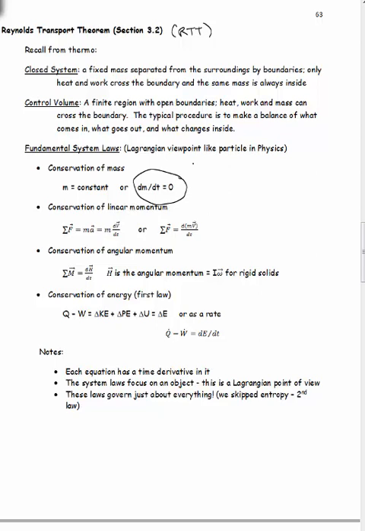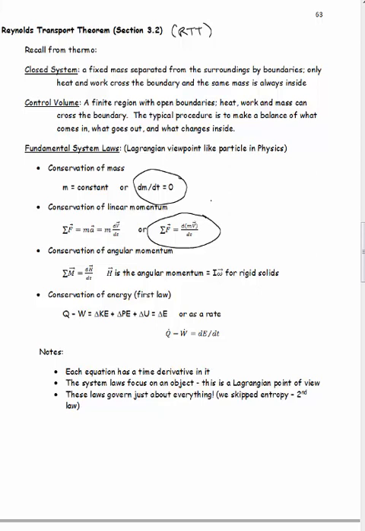Conservation of linear momentum, in other words, Newton's second law. Sum of the forces equals ma. Well, we want a derivative, so let's convert ma into m dV/dt. And now we want just a derivative, so let's pull that m inside our derivative. We can do that because m is a constant. And this is what we get: sum of the forces equals d(mV)/dt. That's mV, see that? That's momentum. That's why it's called conservation of linear momentum.